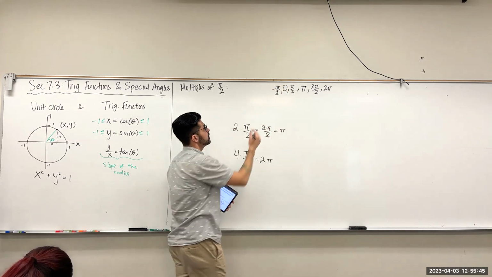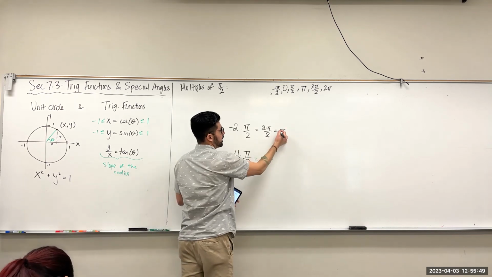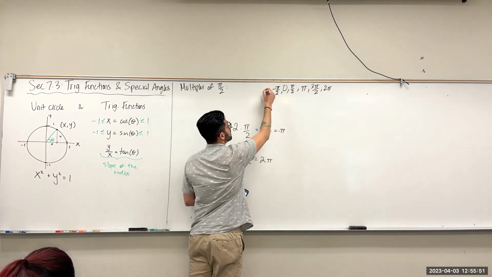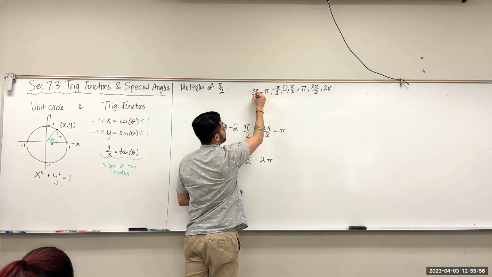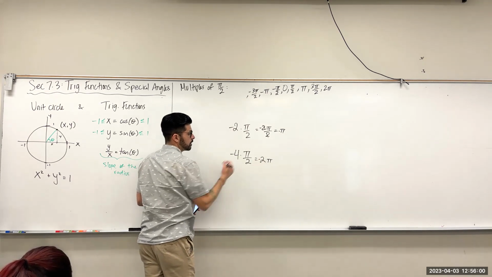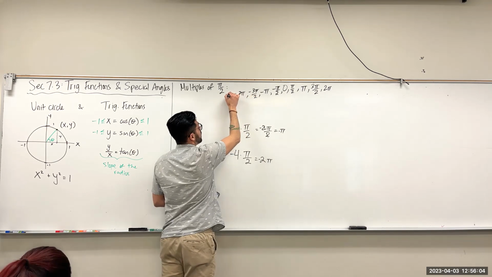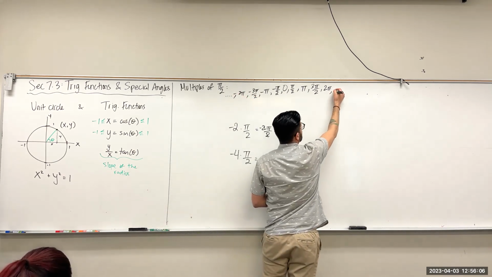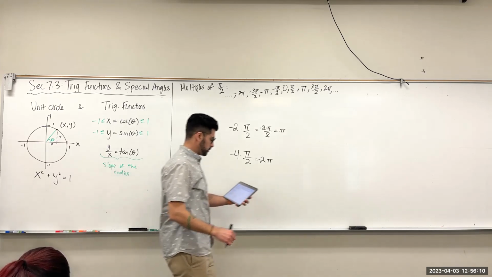Negative pi over 2, multiply by -2, you get negative pi. Multiply by -3, you get -3 pi over 2. Multiply by -4, minus 2 pi. And so on. And then this just keeps going. Okay, so these are multiples of pi over 2.